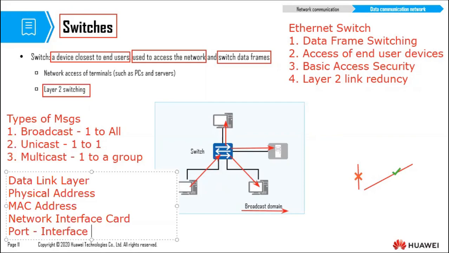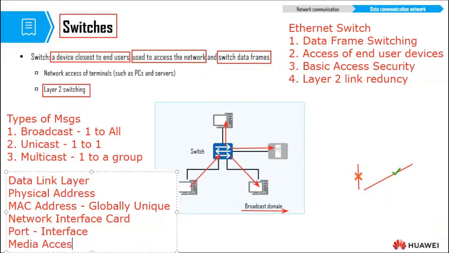Now, every network card has a globally unique number. That globally unique number is called a MAC address. MAC means media access control. The MAC address is called the physical address of the device because it does not change. Theoretically, you can't change the MAC address. I'm saying theoretically because practically you can change it. But theoretically, it's your physical address.